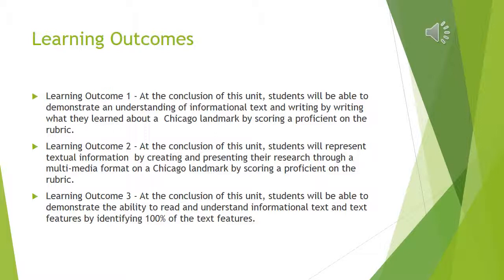After learning about informational text previously and then using informational text to research a Chicago landmark, students should be able to write a paper that includes headings, titles, a table of contents, illustrations with captions, and a glossary. The second learning outcome is, at the conclusion of this unit, students will represent textual information by creating and presenting their research through a multimedia format on a Chicago landmark and score a proficient on the rubric.